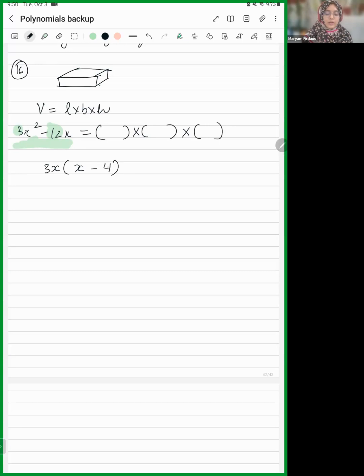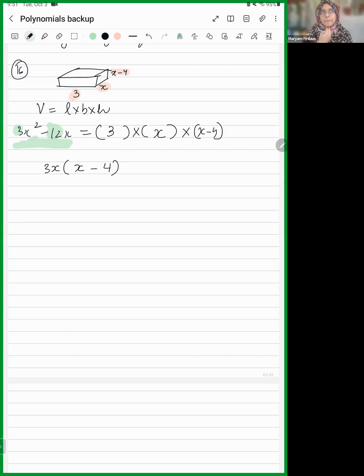So here we have 3 different things. We have 3x and x minus 4. So basically this is a cuboid whose length is 3, whose breadth is x, and height is x minus 4. This is your cuboid. Okay, let me give you another example.